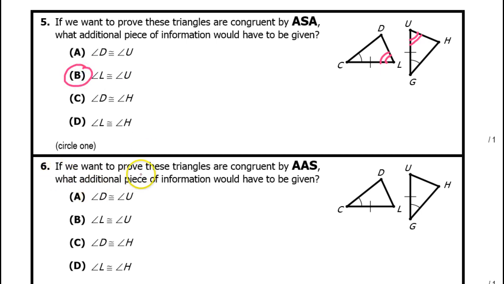Number 6, if we want to prove that these triangles are congruent by angle-angle-side, what additional piece of information would have to be given? For angle-angle-side, we want the side to not be between the two angles. So I would have to put the additional angle over here. That way the side is not between them. That's what makes it angle-angle-side. So in the other triangle, I will have to put it over here so that the side is not in the middle of the two angles. So that means angle D would have to be congruent to angle H. So that is C.